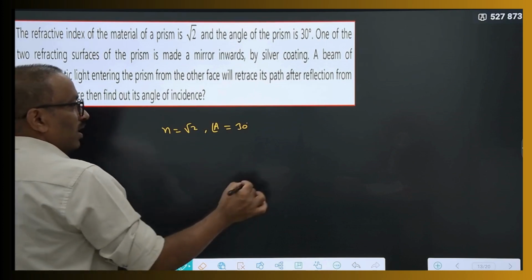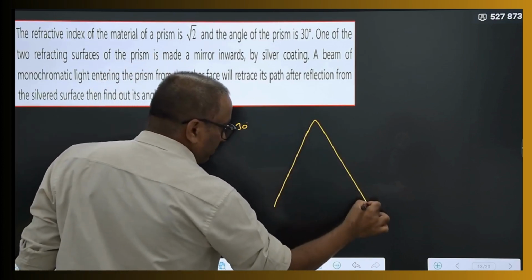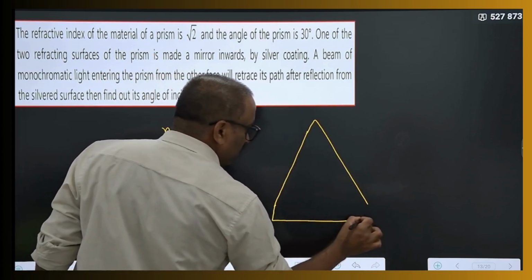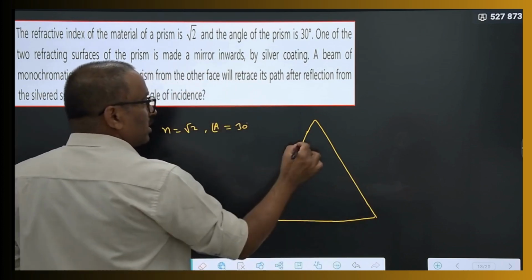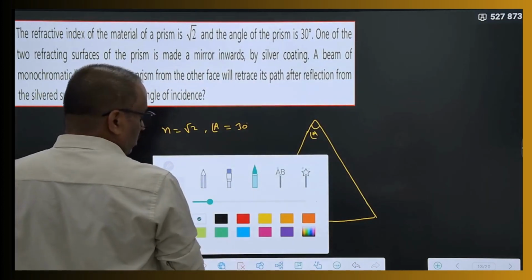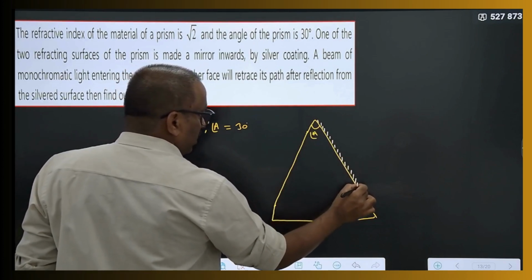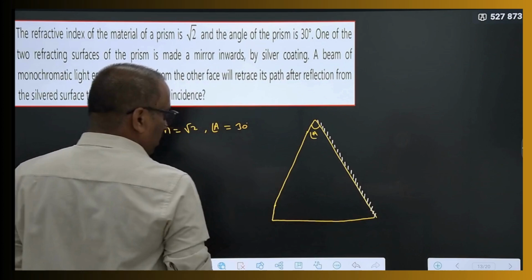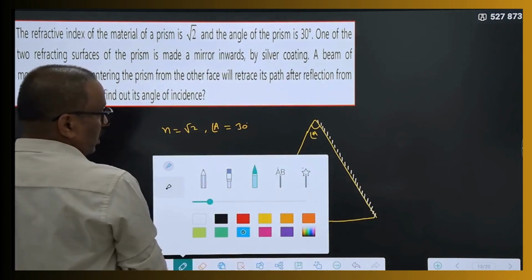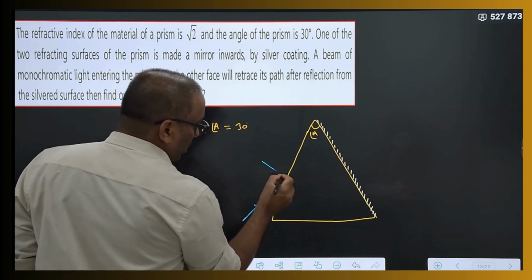Okay. So what is given now? Very simple one now. See here. I think this question was asked in the NEET examination. So this here is the angle of prism. Suppose this here is silvered. Clear? This is silvered. Now what happens here? So here the angle of incidence is there, right?